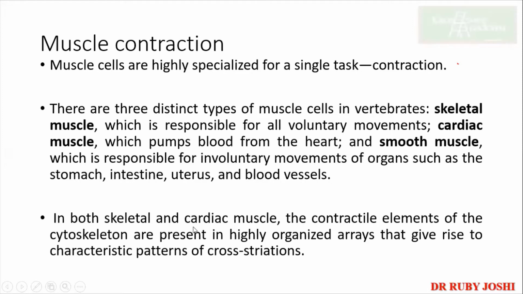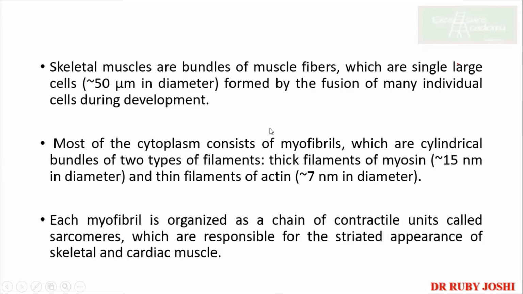Now, in both the skeletal and the cardiac muscle, the contractile elements of the cytoskeleton are present in a highly organized array. It's not that they are randomly present, they are very, very organized, and that's why when you see the muscle cell, each fiber, when you take each myofibril, you can see that this organization results in striation. It means somewhere it will be dark, somewhere it will be light. These skeletal muscles are bundles of muscle fibers, which are around 50 micrometers in diameter.